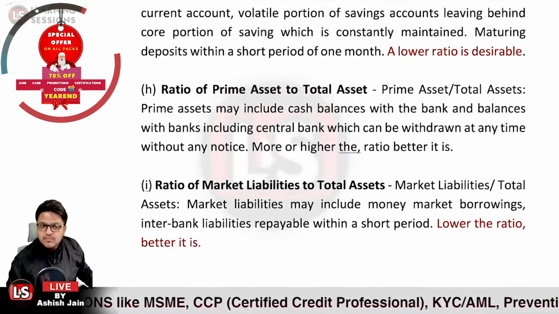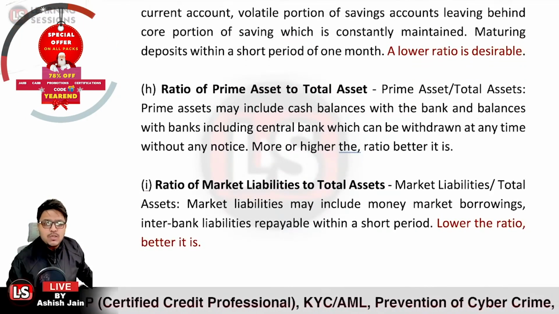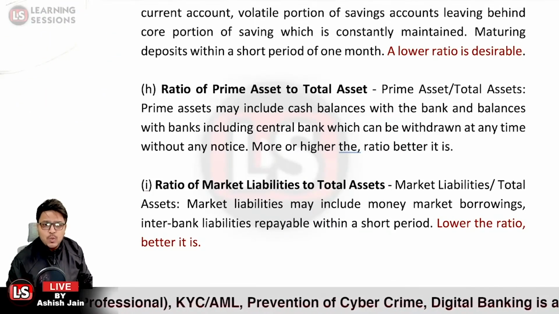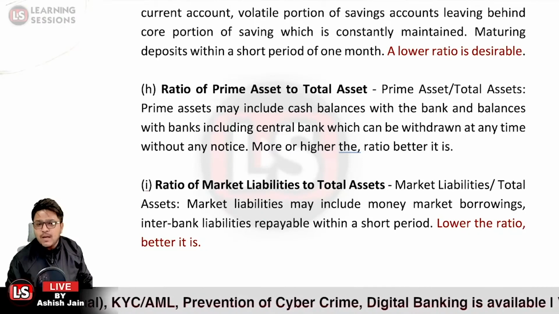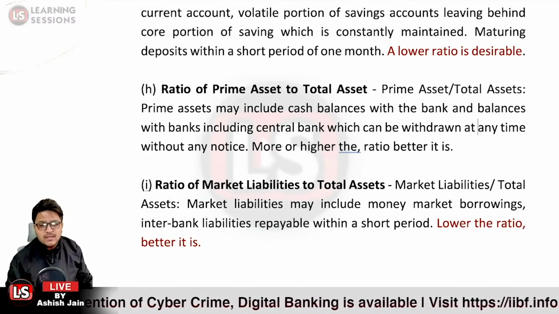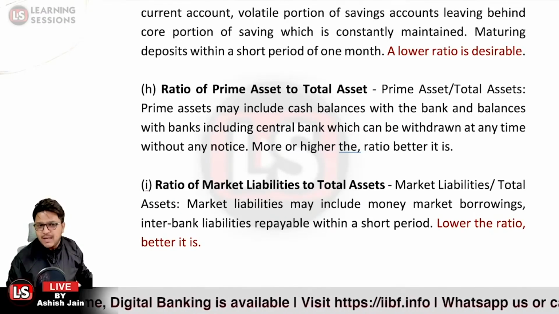And further, I part says ratio of market liabilities to the total assets. Market liabilities are related to market borrowings or interbank borrowings that you have borrowed from the money market itself, and that amount is to be repaid after a short period. So lower the ratio, better it is.